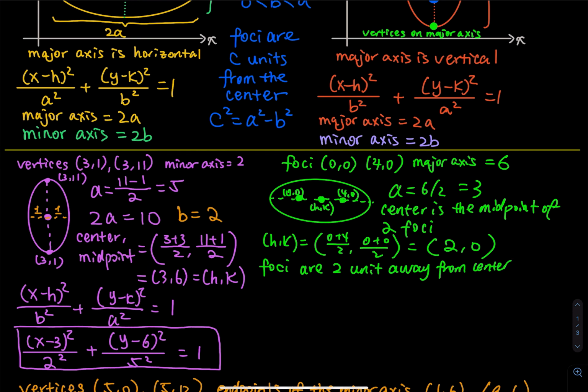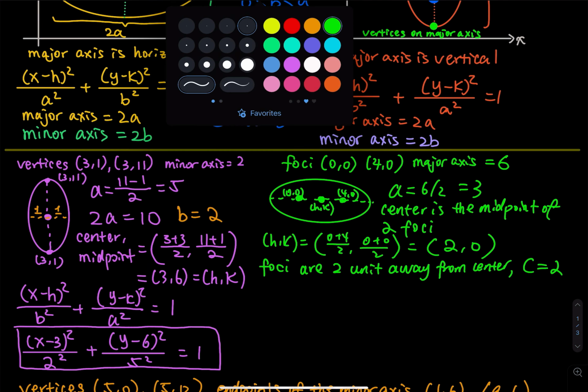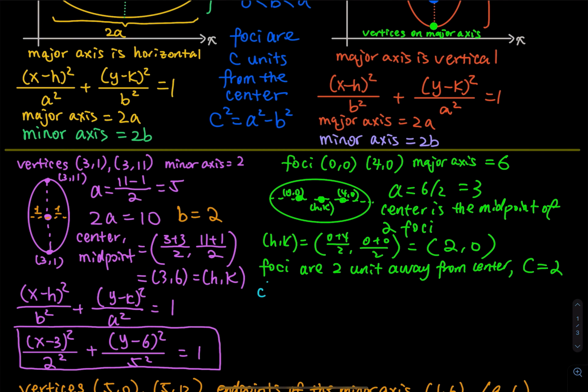Which means c is equal to 2, 2 units away from the center. And then what is the relationship between a, b, and c? The relationship is right over here: c squared equals a squared minus b squared. You can do that in a different color. So c squared equals a squared minus b squared.